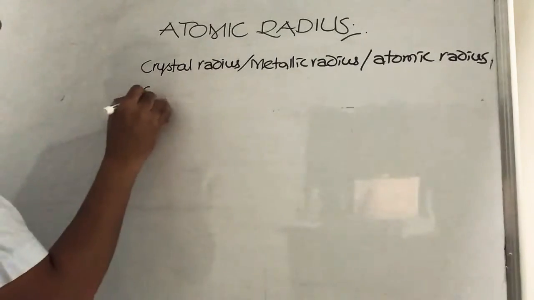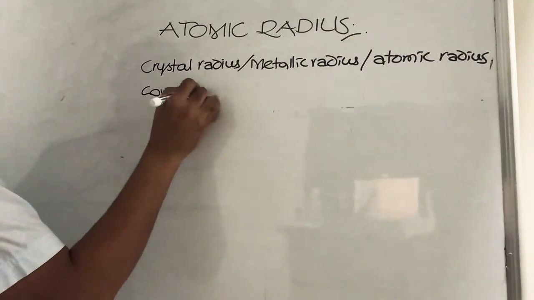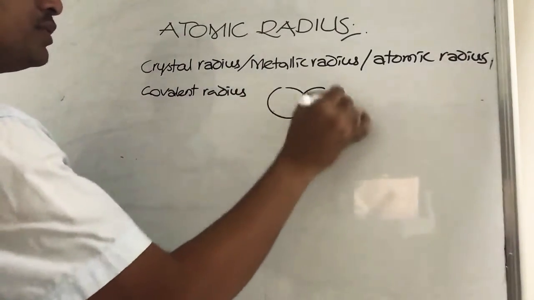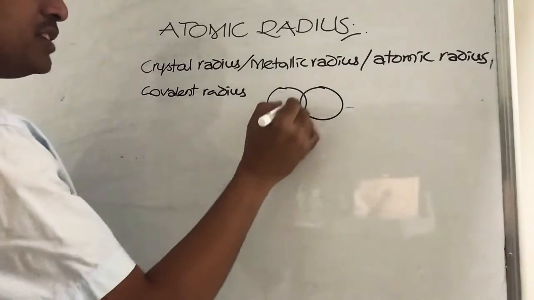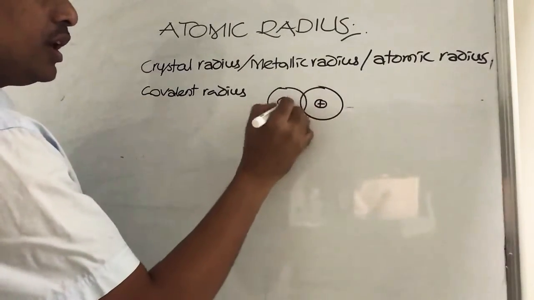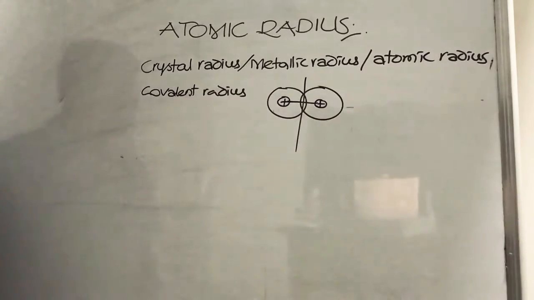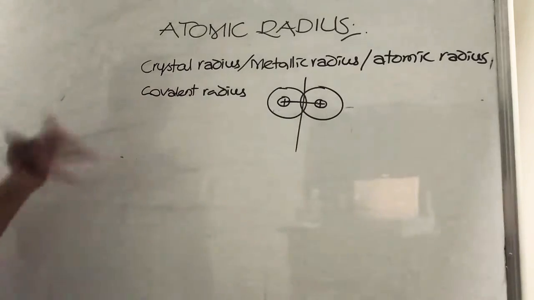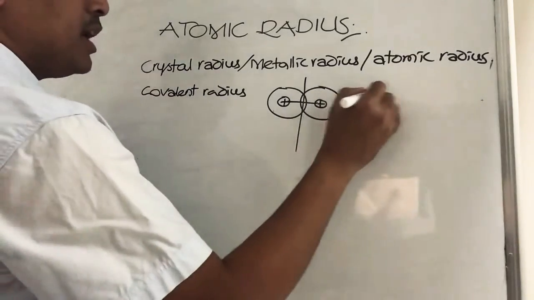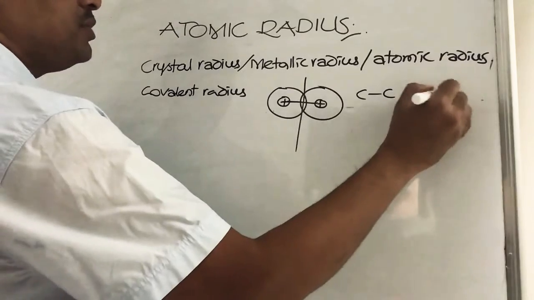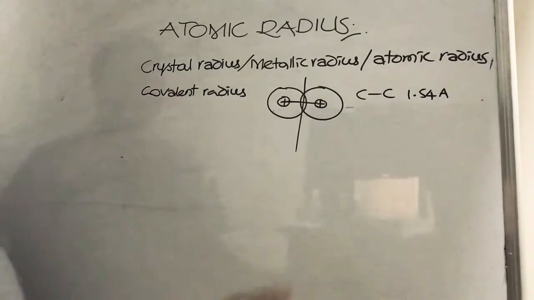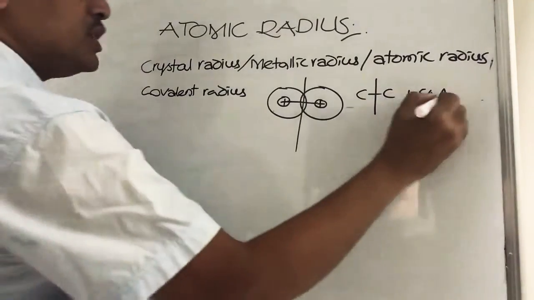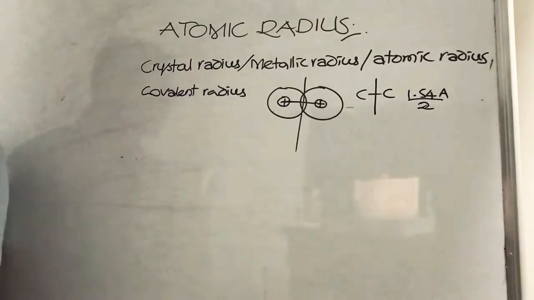Second thing is covalent radius. Covalent radius means there should be a covalent bond like this. When a covalent bond is present, this is the nucleus, the half of the internuclear distance, same thing, it is again internuclear distance, half of the internuclear distance you can call that is covalent radius. For example, carbon-carbon distance will be 1.54 angstroms in diamond. So this distance, half of this, 1.54 by 2, is known as covalent radius.